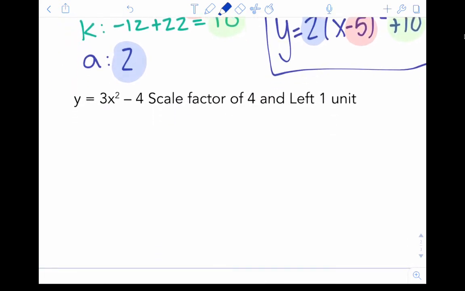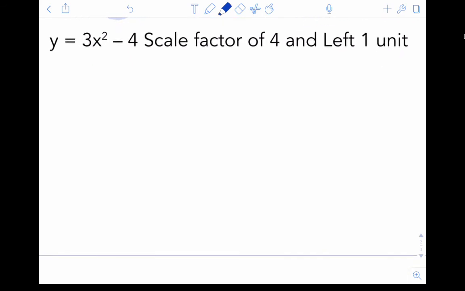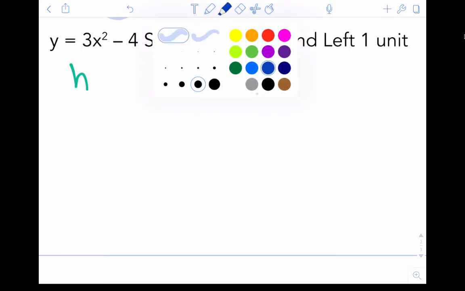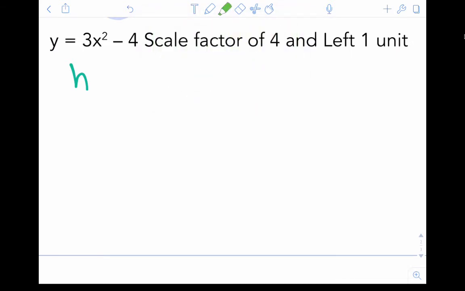There's one more problem. Go ahead and pause this video and try this one out on your own, and then of course I will walk you through it once you play the video again. So with this one, I'm going to start with h as usual. H is left and right. I go left 1 unit.